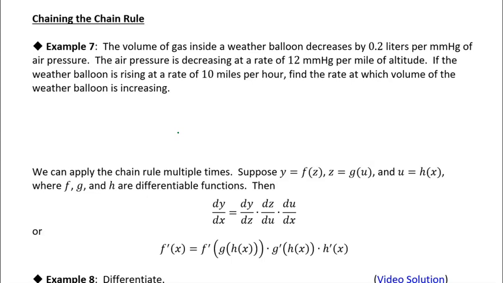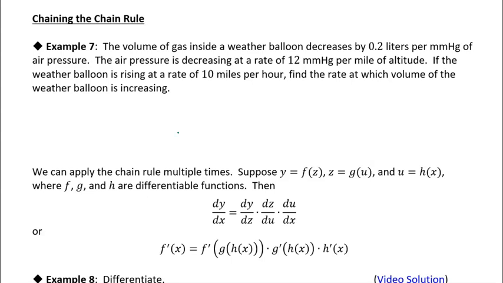Now, the air pressure decreases at a rate of 12 millimeters of mercury per mile of altitude, which again makes sense, as you increase altitude, there's less air pressure, right? So again, this is another negative rate. It's decreasing at a rate of 12 millimeters of mercury per mile of altitude. If the weather balloon is rising at a rate of 10 miles per hour, find the rate at which the volume of the weather balloon is increasing.